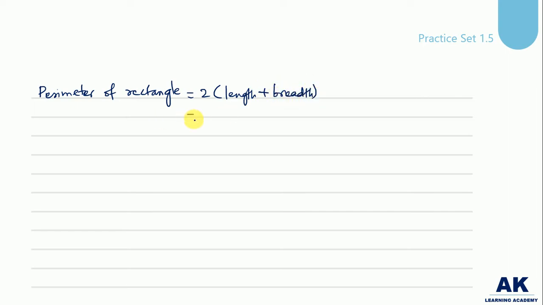Therefore the perimeter of a rectangle is equal to 2 into length plus breadth. Length is 40, plus breadth is 16. So 2 into 40 plus 16, it is 2 into 56, which is 112. Let's call this units.